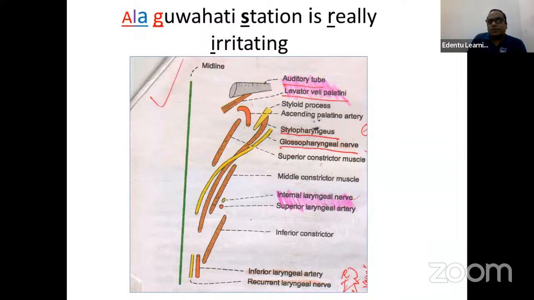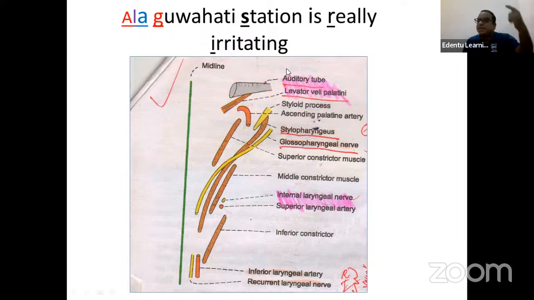Now, let us start. So ALA, Allah of the nose, you can remember like that. After ALA, put a strike. Guwahati station is one word. After station, put one more strike. IS is one word, so I is one and S is one. Put one bar here. Really irritating is the last component. So ALA, one bar. Guwahati station, bar. IS, bar. Really irritating. I hope I'm clear on what I'm telling.